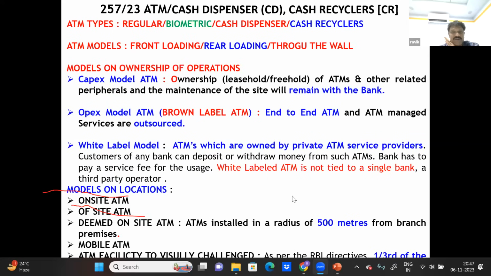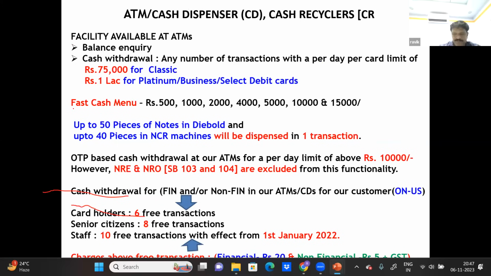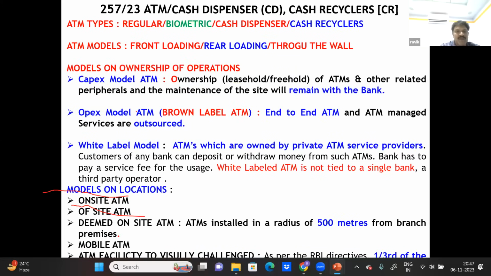Now ATM models. Very clever examiner. See, front loading, rear loading, through the wall. Through the wall. The spelling mistake is there. It is T-H-R-O-U-G-H, through the wall. Now, ownership models. CAPEX model, OPEX model. CAPEX model means the bank will take care of everything. OPEX model means outsourced. OPEX is O, outsourced. CAPEX means own, your own bank. Your own bank will take care of everything, maintenance, everything. Okay. CAPEX, OPEX, 2 models.